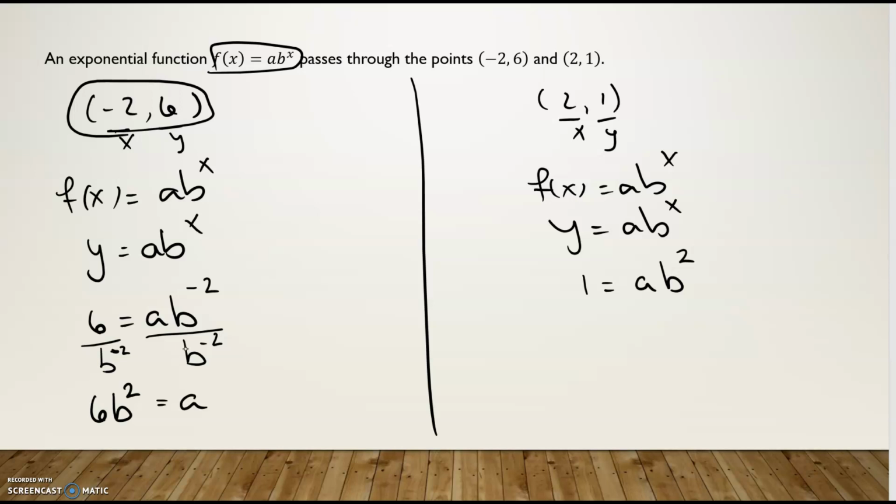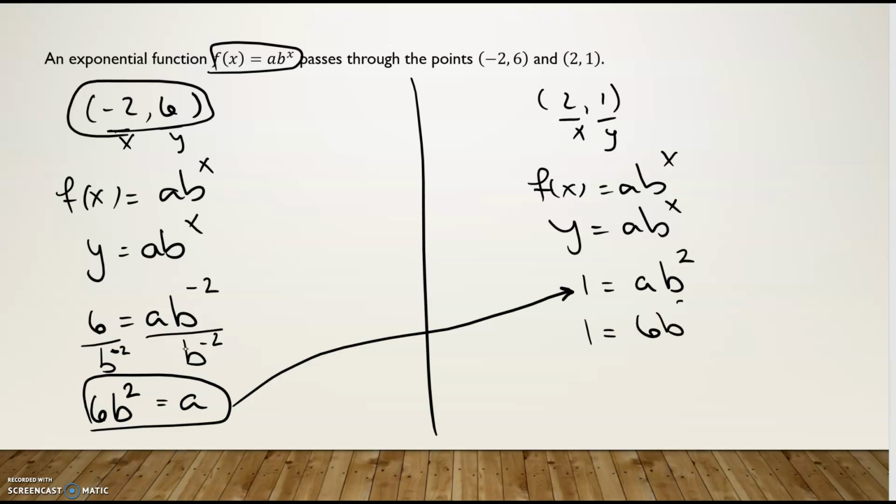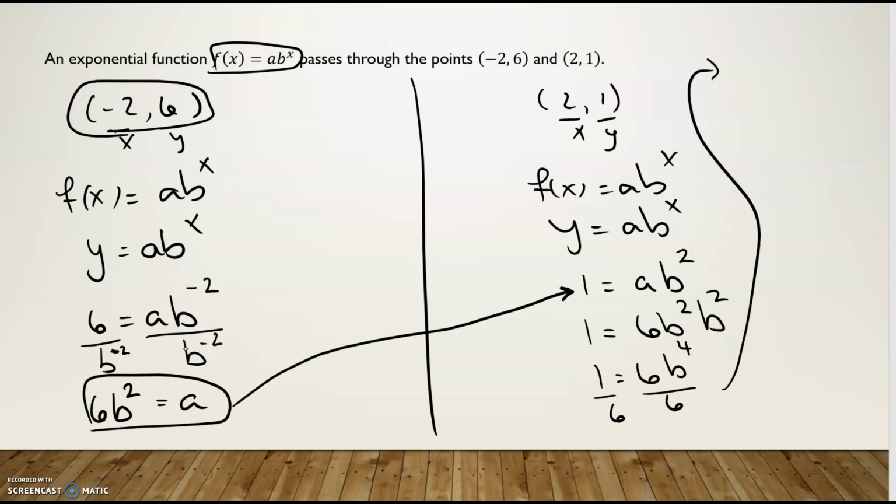Okay. And then what I'm going to do is substitute what I know for a into this formula over here. So 1 is equal to 6b squared times b squared. So that is b raised to the 4th. We're going to divide the 6 from both sides. Okay, so then from there, we've got b raised to 4 is equal to 1 over 6.